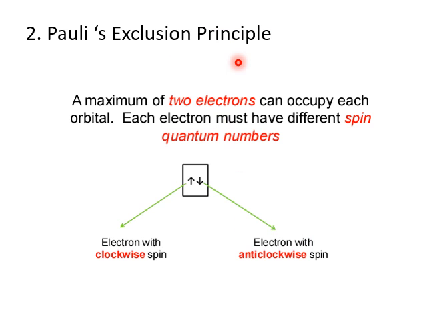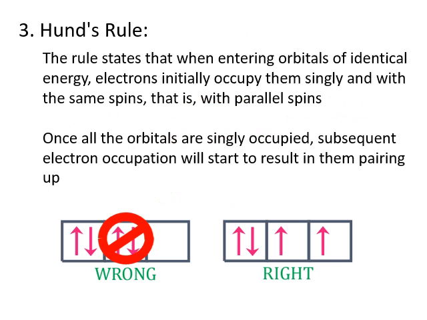Pauli exclusion principle: a maximum of 2 electrons can occupy each orbital. It's like in a room, only 2 people can occupy a room, for example. Electrons have clockwise or anti-clockwise spin. Hund's rule states that when entering orbitals of identical energy, electrons initially occupy them singly and with the same spin, meaning they are parallel. Then only do we start pairing them.